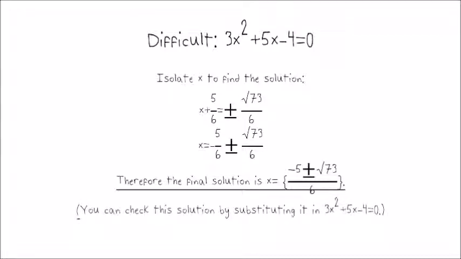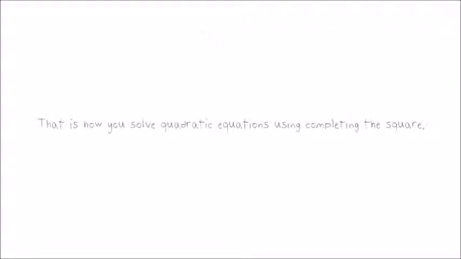You can check the solution by substituting it in 3x squared plus 5x minus 4 equals 0. It should be able to satisfy it. That is how you solve quadratic equations using completing the square.